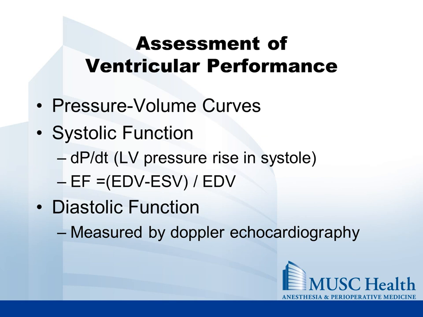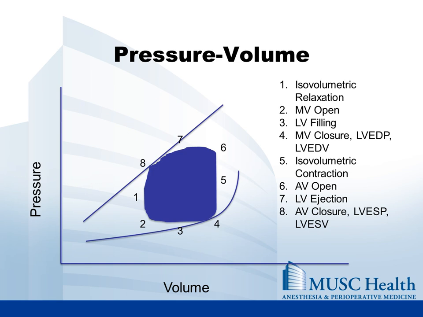But you can certainly calculate your ejection fraction based on echo. And you can also do this thing called dP/dt, which measures your LV pressure rise during contraction. And then you can measure diastolic dysfunction by certain maneuvers as well, which can also help you assess how well your ventricle is working. I just included this again. You'll see pressure volume curves in textbooks as well.